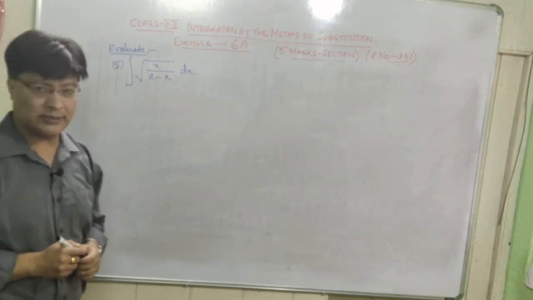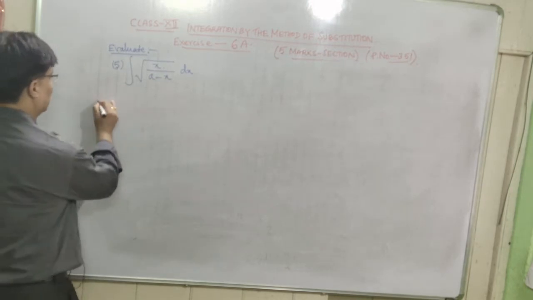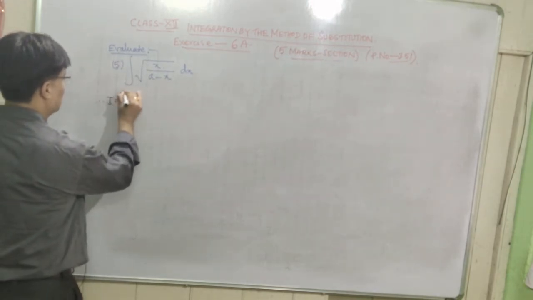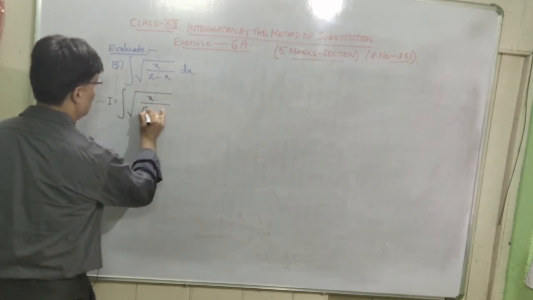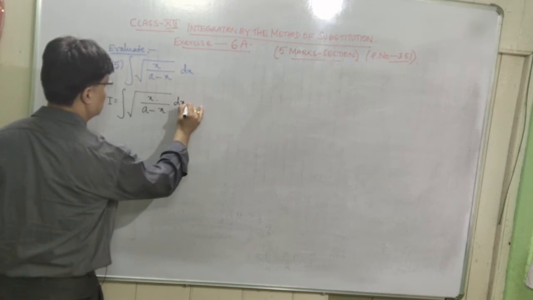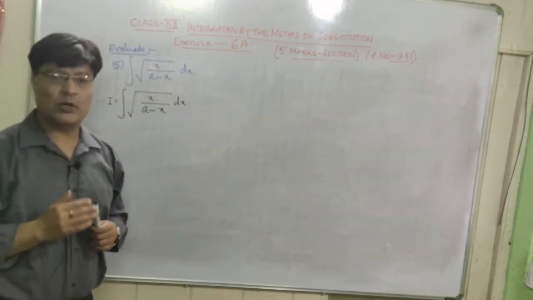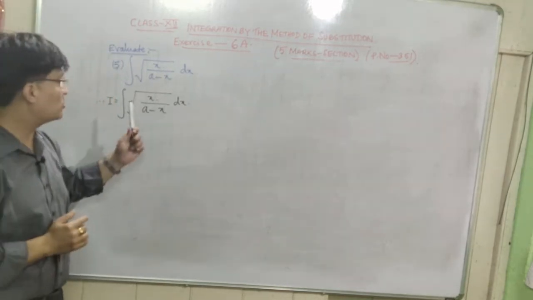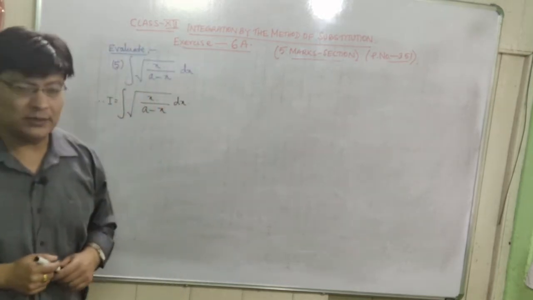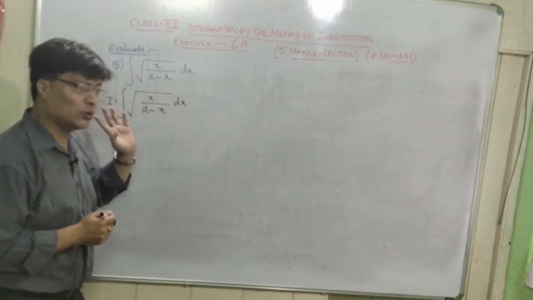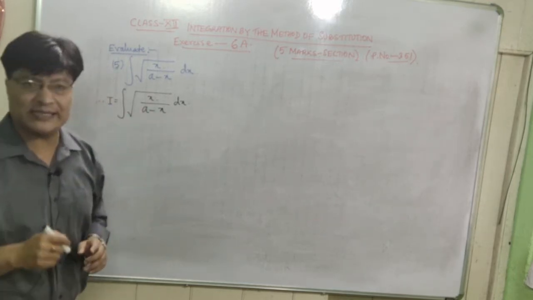So how will you integrate it? In this case also you have to do the trigonometric substitution. That is, I is equal to integral of square root of x upon a minus x dx. Now in this case, what should you put for x? What will be the trigonometric substitution for x? You have to consider the expression in the denominator. That is, in the denominator there is a minus x. So what should you put for x so that you can use a formula in this case?